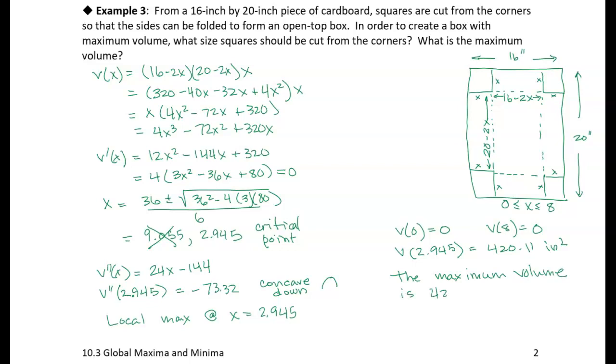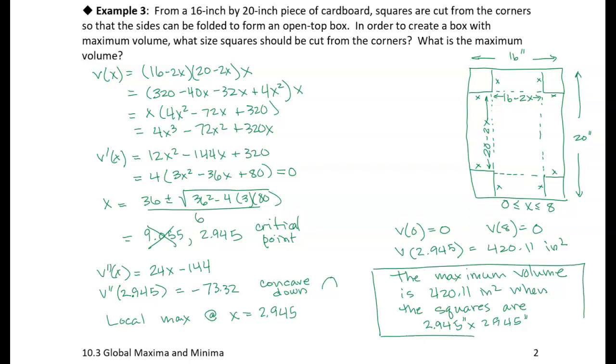Okay, so our conclusion is that the maximum volume is 420.11 square inches when the squares cut from the corners, I'll just abbreviate, when the squares are 2.945 by 2.945 inches, because all our units are in inches. All right, so that's our conclusion.